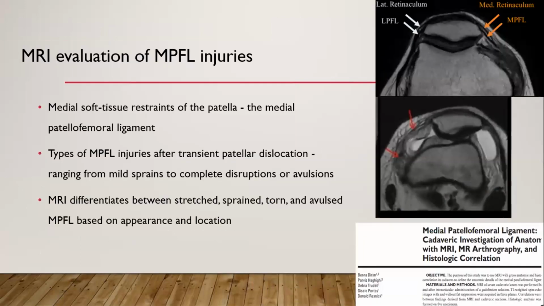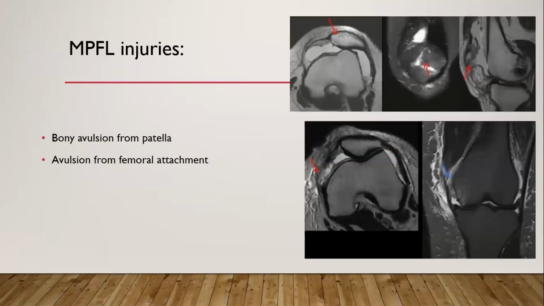MRI evaluation of MPFL injuries: the MPFL is the medial soft tissue restraint of the patella. The types of MPFL injuries range from mild sprain to complete disruption or avulsion, which can be picked up by MRI. It differentiates between a stretched or sprained and a torn or avulsed MPFL based on location and appearance. These are examples of bony avulsion from the patella in the upper images, and the lower images show avulsion from the femoral attachment.